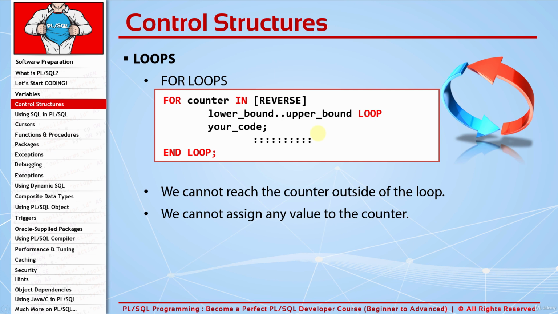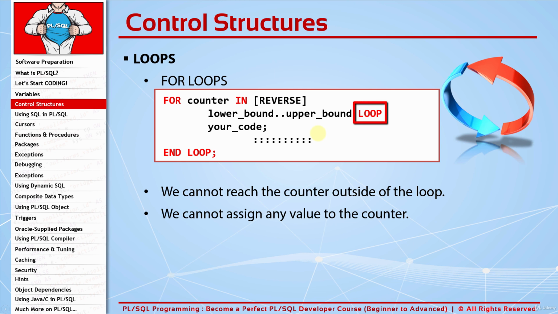Then we write our lower bound, which means from which number to start. Our counter's first value. Our counter starts iterating from this number. This must be a number. Then we write two dots between lower bound and the maximum limit, upper bound. Upper bound is the maximum value of the counter. Our iteration finishes when the counter reaches the upper bound.